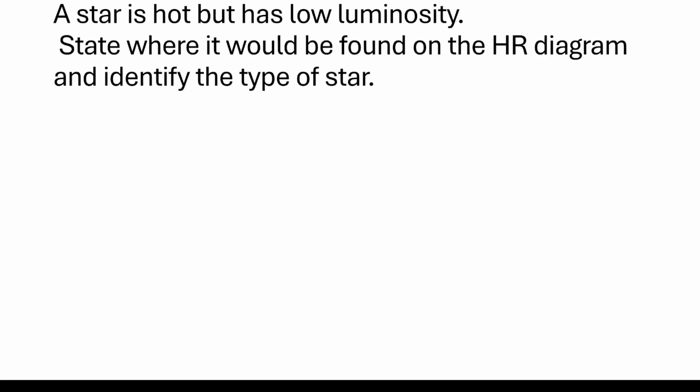A star is hot but has low luminosity. Now, reading this first line, you should think, where could the star be? Could it be on the left bottom or on the right bottom? It has low luminosity, but it is hot. State where it would be found on a chart diagram and identify the type of star. Pause it and try to write it. You can rewind and try to write the answer.